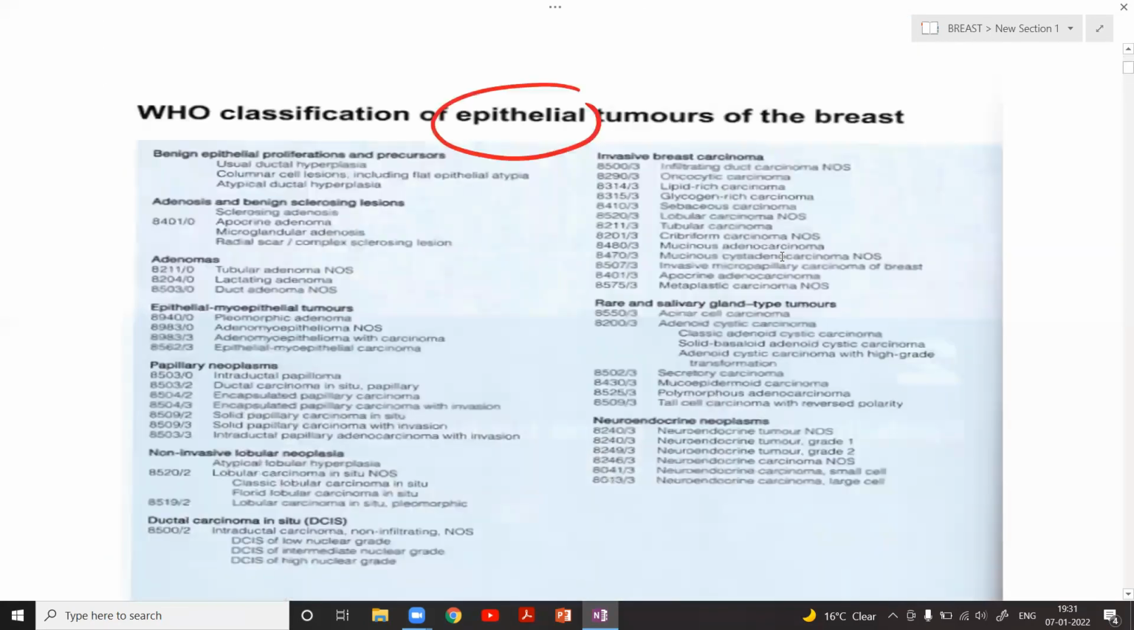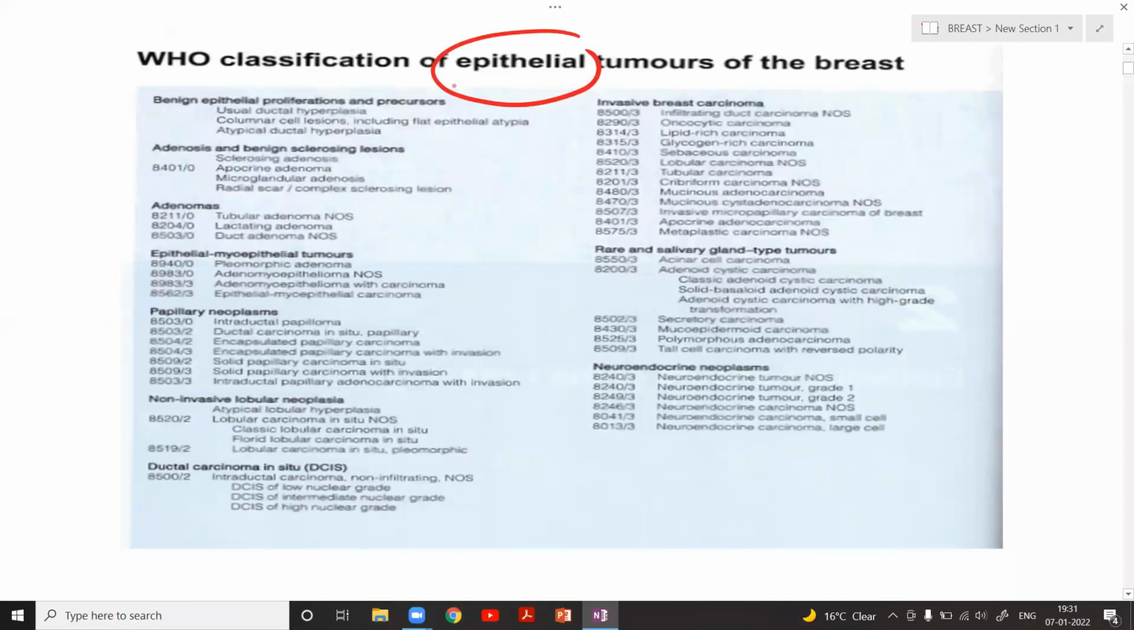Out of all these groups of tumors, the most important is the epithelial tumors of the breast. Among them, there are many different headings, but the most important one is invasive breast carcinoma. Among that, the most common variety is infiltrating ductal carcinoma, NOS. Then we have other varieties of breast carcinoma like oncocytic, lipid-laden, glycogen-rich, sebaceous, lobular, tubular, cribriform, mucinous, invasive micropapillary, apocrine, and metaplastic variety.